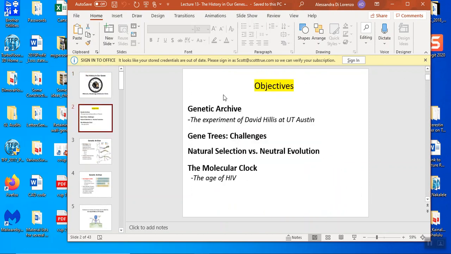So these are the concepts that we talked about in this lecture, okay: from the Genetic Archive, the experiment of David Hillis, gene trees and their challenges. We talked about neutral evolution and the molecular clock, which is actually looking at the neutral evolution, and we talked about the history of HIV.